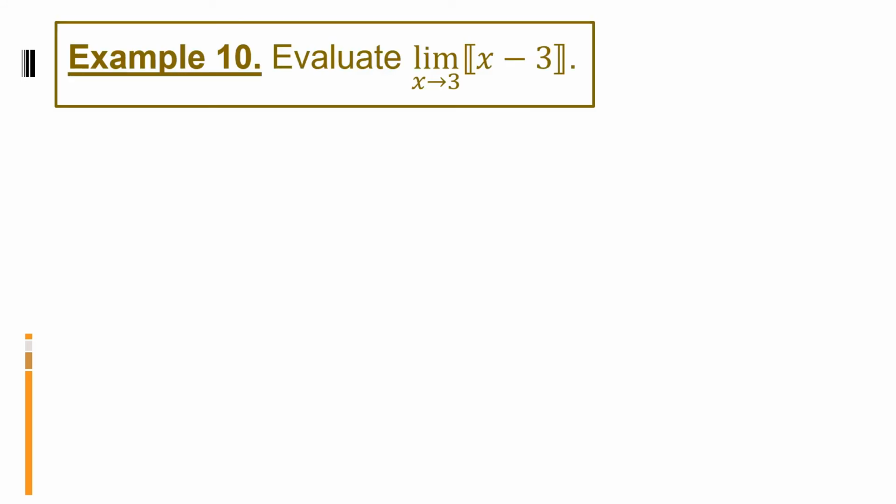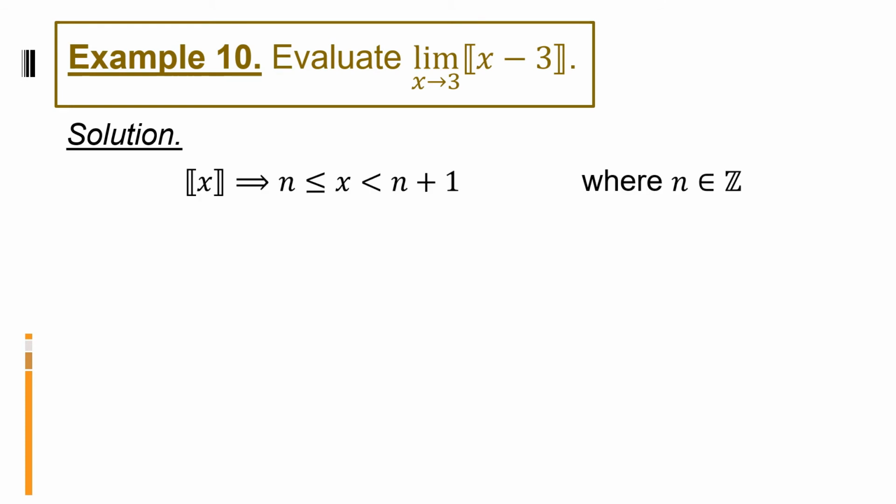Another application of one-sided limits is evaluating the limit of the greatest integer function natin. Now, let's evaluate the limit as x approaches 3 of the greatest integer of x minus 3. Okay, note that, di ba yung definition natin ng greatest integer function? So, the greatest integer of x implies that x is greater than or equal to n, but less than n plus 1, where n is an integer. So, for example, hinahanap natin yung greatest integer value of 2.4.